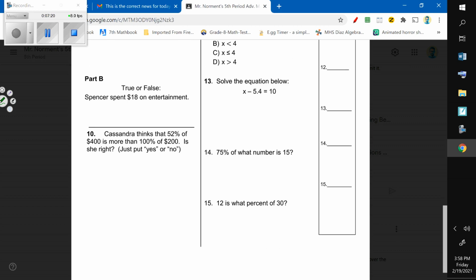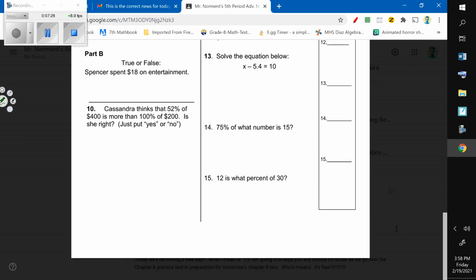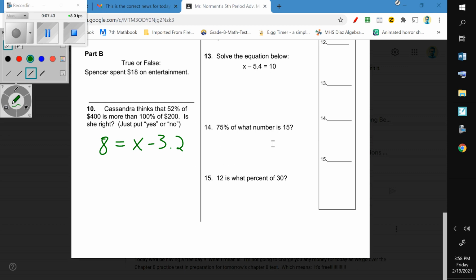Number 13. You got to do the opposite of minus 5.4. So here's what I'm going to do. I'm going to do one that's really close, and I'm going to do it over here, okay? Let's do this. Now, if I'm solving this, to get x by itself, I've got to do the opposite of what I see. So I'm going to add 3.2 to both sides.